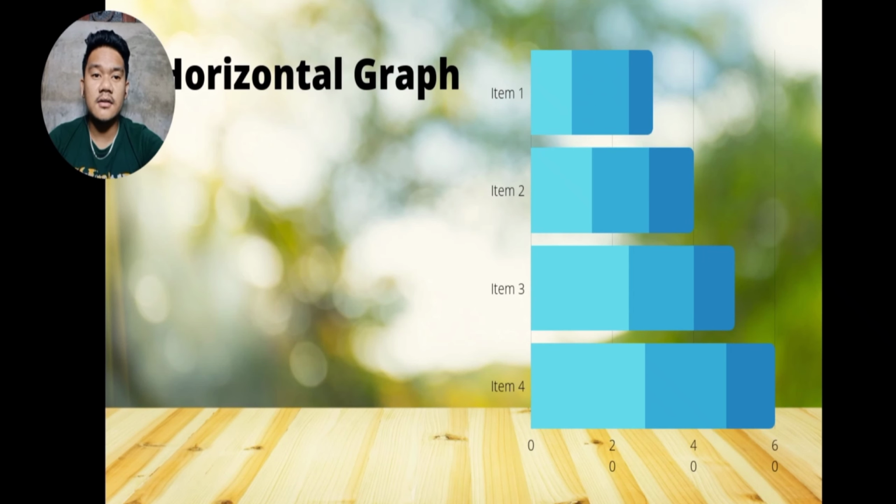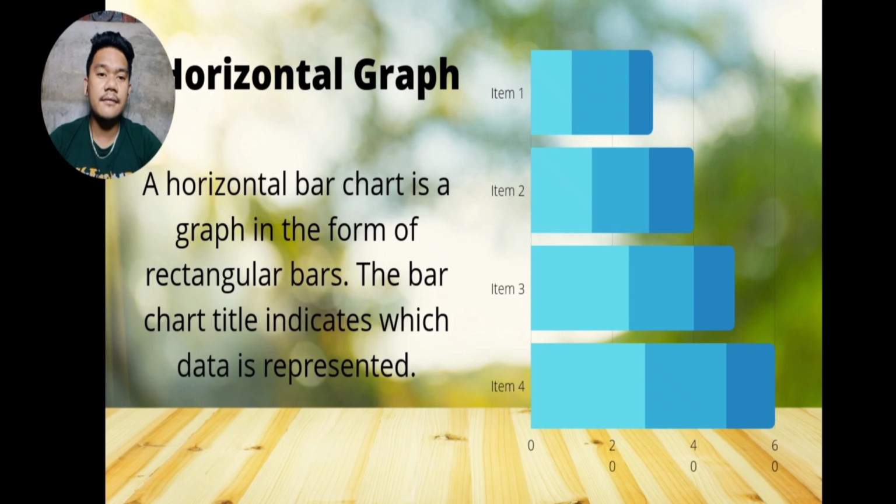Second is the horizontal graph. A horizontal bar chart is a graph in the form of rectangular bars. The bar chart title indicates which data is represented. So, the horizontal graph and simple graph are the same. The only difference between the two is that the horizontal graph is created horizontally, not vertically. They have the same purpose, to monitor the improvement and deterioration of the presented data.